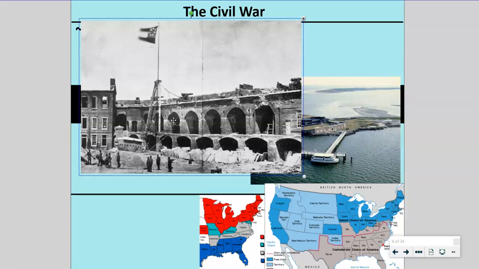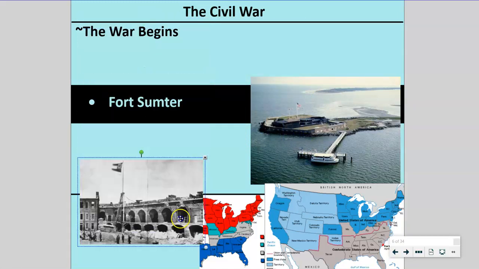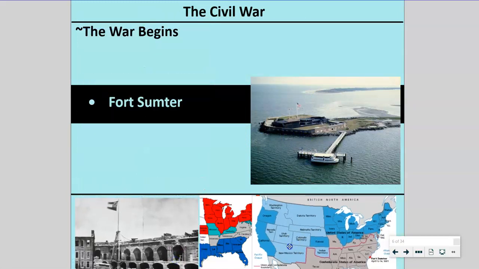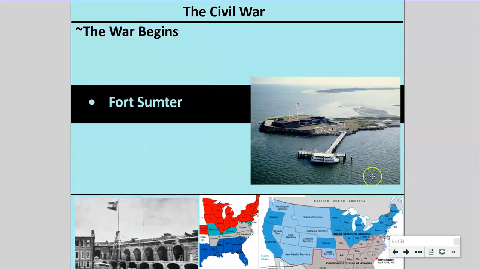The bombardment lasts 40 hours. And on April 14th of 1861, the bombardment of Fort Sumter is over. The federal troops surrender the fort. And now the Civil War has begun. So in response to this, Lincoln has some work to do. Lincoln now understands that the war has begun.